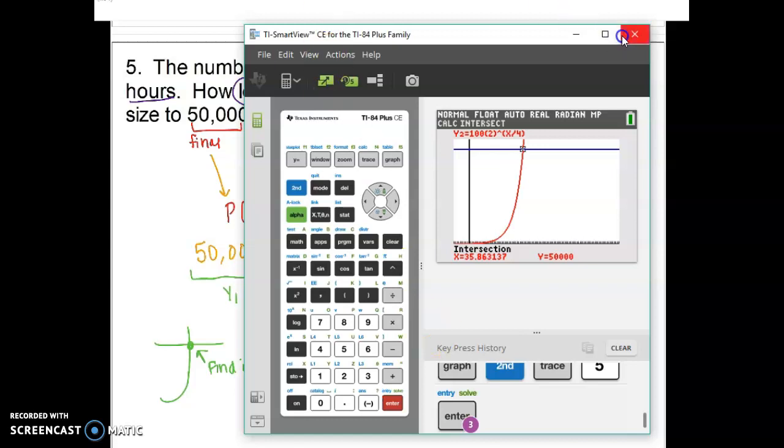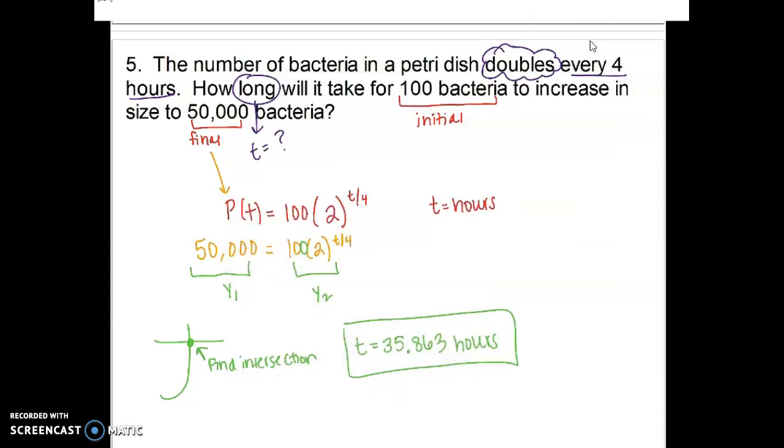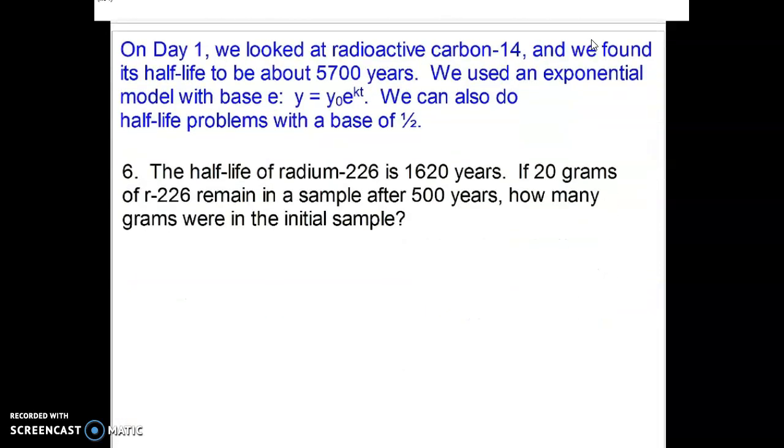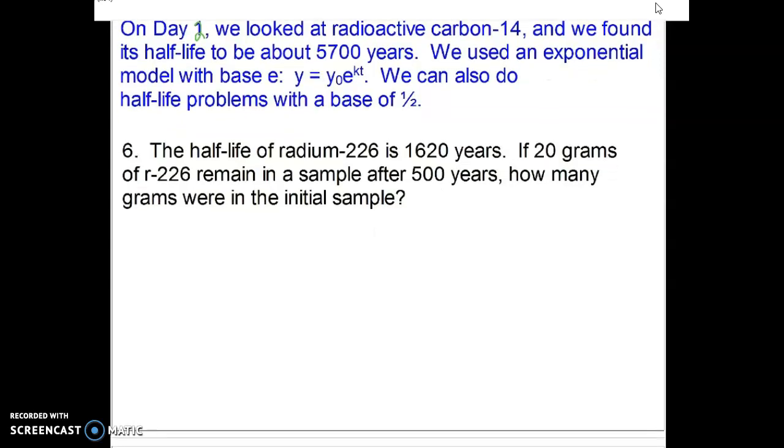Okay, so then the next problem. If you remember back on day 2, we looked at the radioactive carbon-14 and we found its half-life to be 5,700 years, but we used an exponential function like they gave us. But we can also do half-life problems like we're about to do, and you would typically do half-life problems like this from now on. So the half-life of radium-226 is 1620 years.